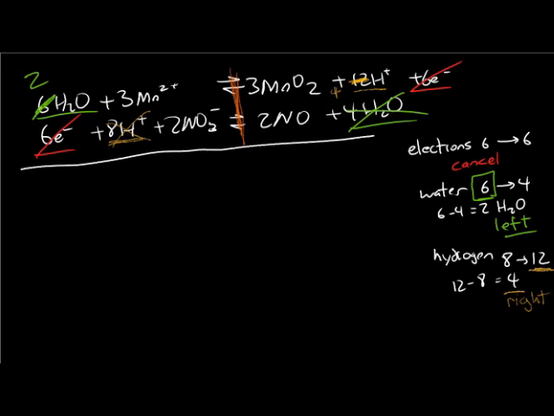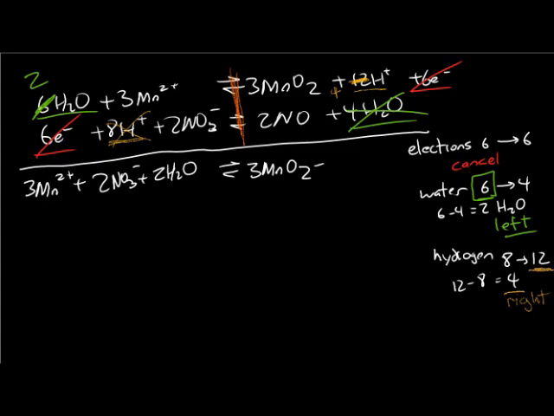Let's write down what we have left, starting from the left side. We have 2 waters. We have 3 Mn2+ and 2 NO3-. On the right side, we now have 3 MnO2, 2 NO, and 4 hydrogens. And these 6 terms will make our complete balanced equation.